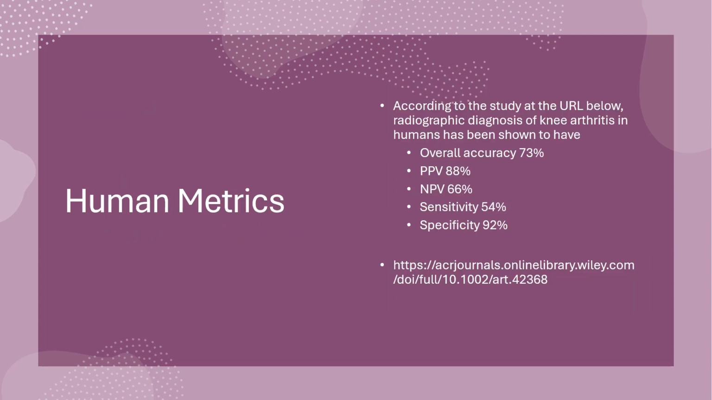And these are the human metrics. This is based on the only journal that I could find that had this for specifically reading knee osteoarthritis data, the accuracy of human diagnosticians. So overall 73%, PPV 88, NPV 66. You can see the data there. If you're interested in reading the full journal, the URL is right there, or I have all of my references listed at the end of this presentation. And these slides will be available on GitHub if you would like to look at them more thoroughly.